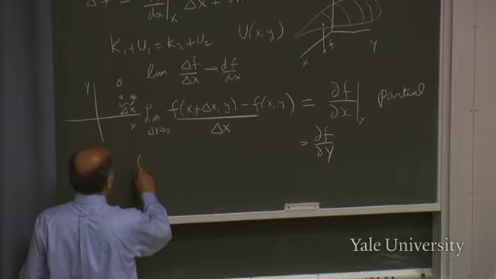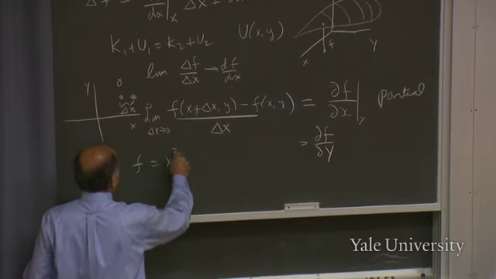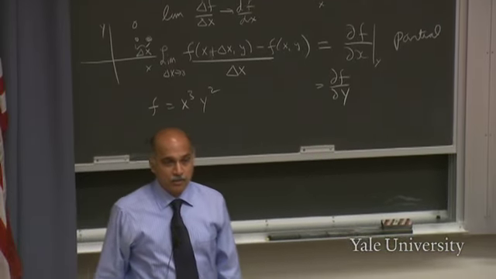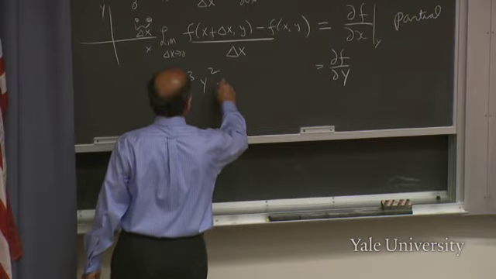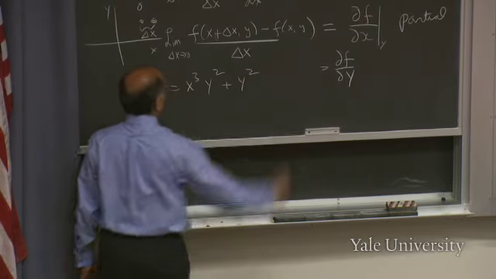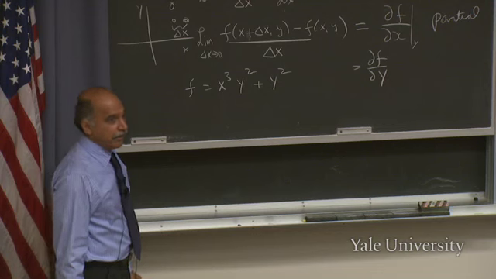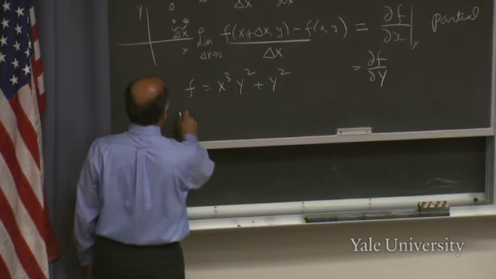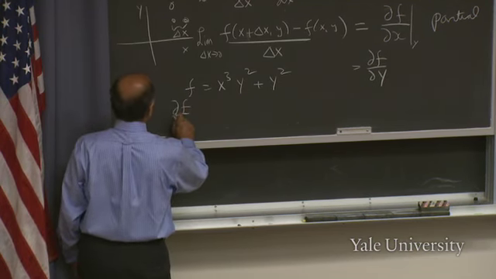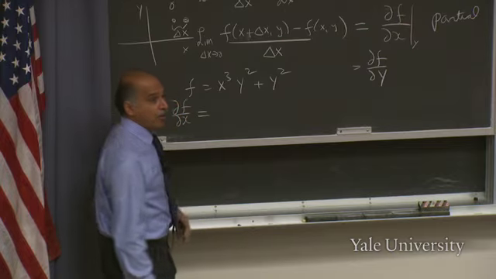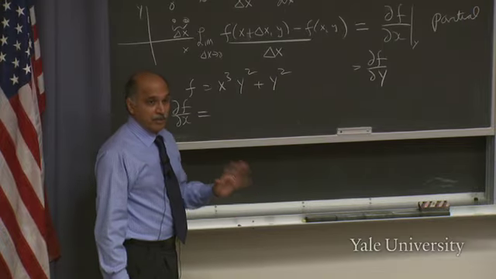So I'm going to write some function, f equals x cubed y squared. That's a function of x and y. Let's make it a little more interesting, plus y squared. That's some function of x and y. So when I say df/dx, the rule is find out how it varies with x, keeping y constant. That means really treat it like a constant.